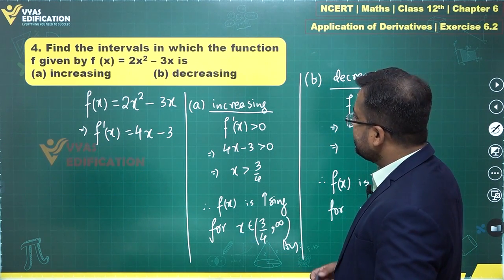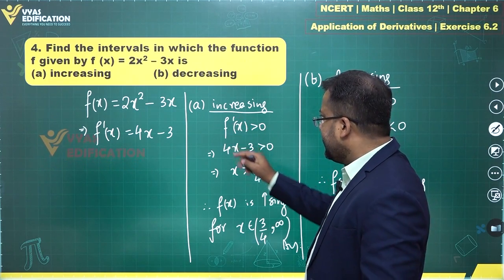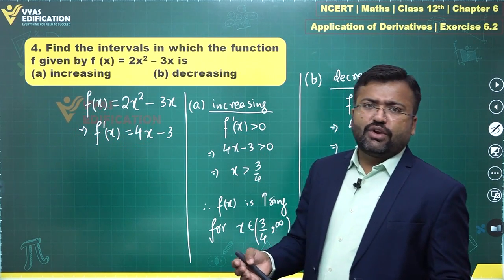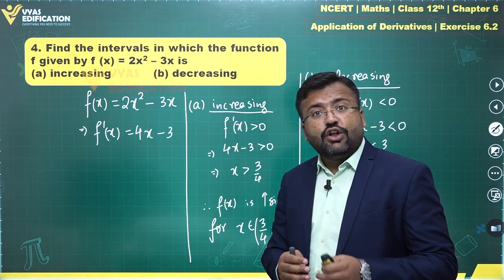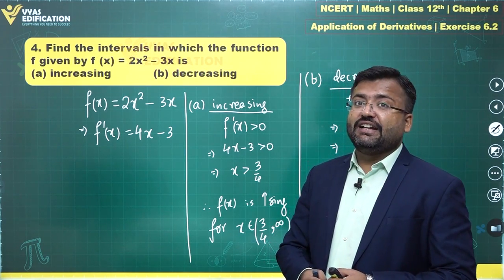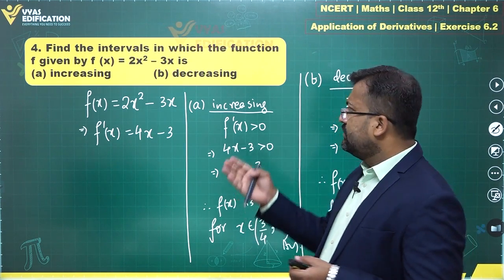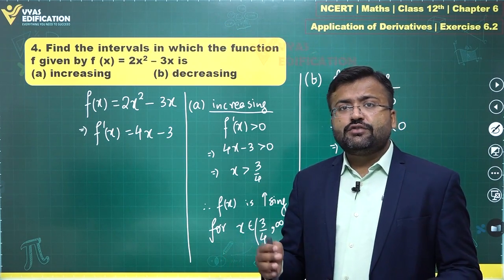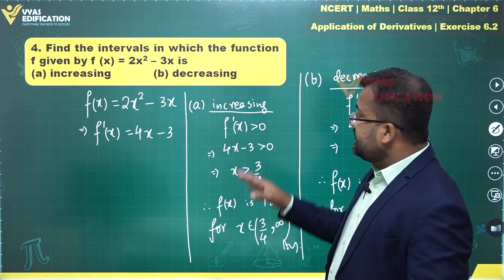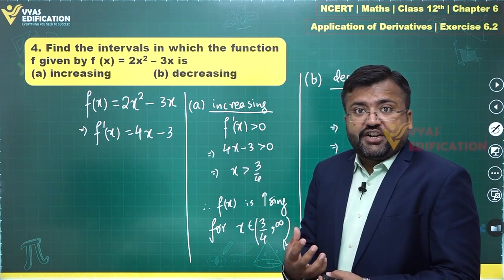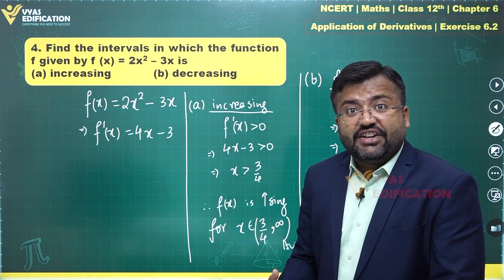Here you are asked for increasing, and for increasing we simply say f prime x is greater than 0. You could also have taken f prime x to be greater than or equal to 0, since increasing simply says that the derivative should be greater than or equal to 0. Whereas this is a more strict condition. So this is for strictly increasing.